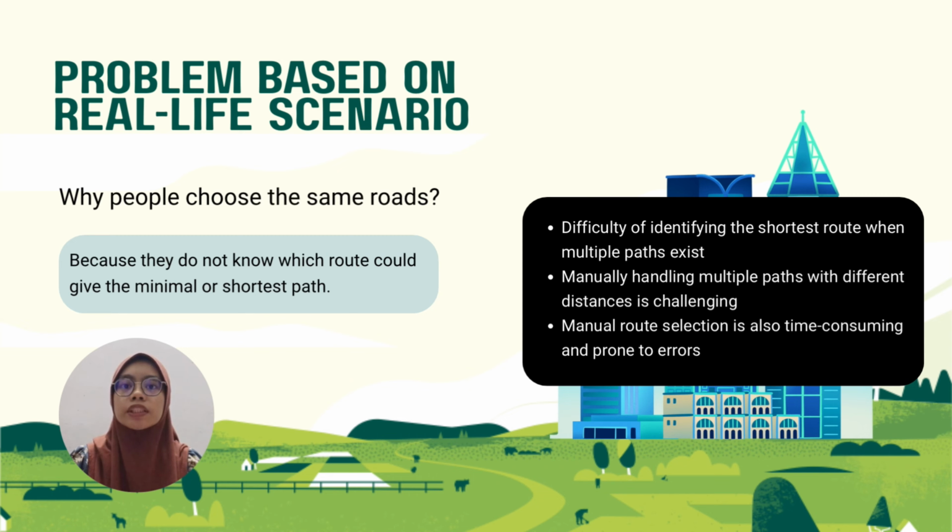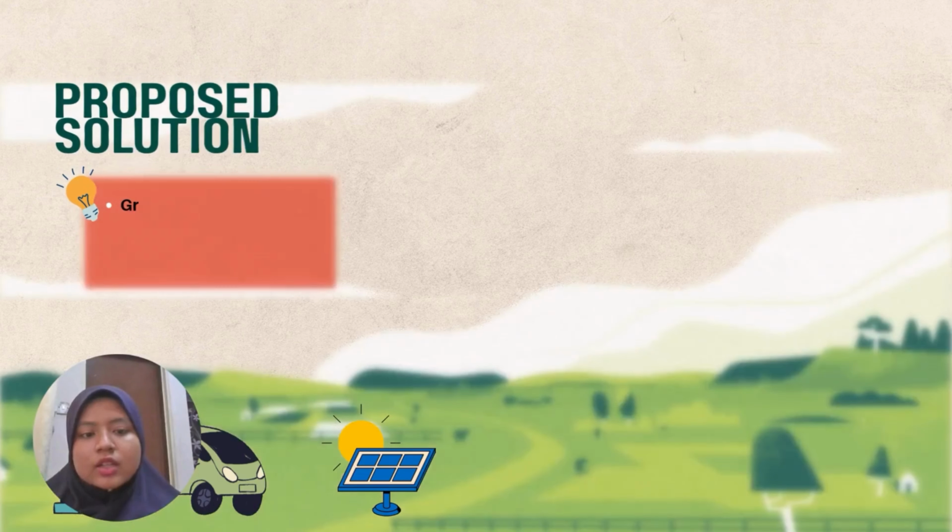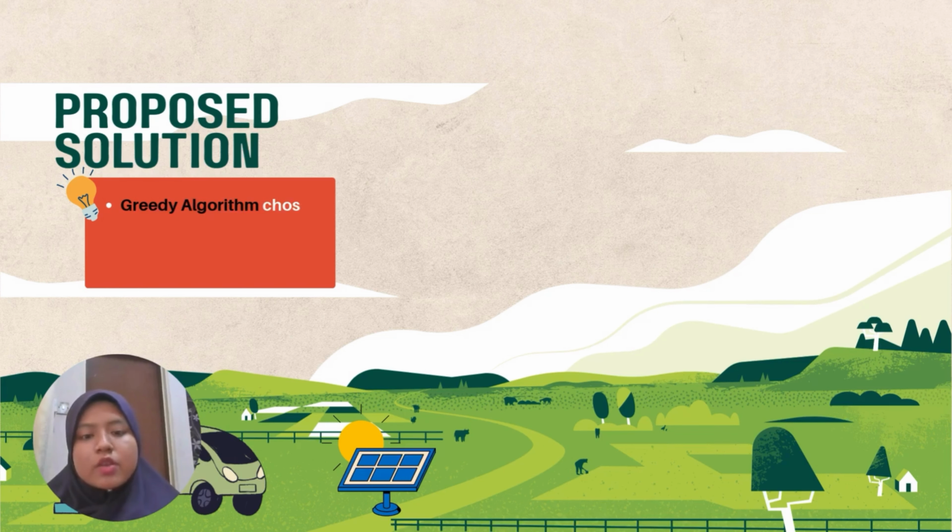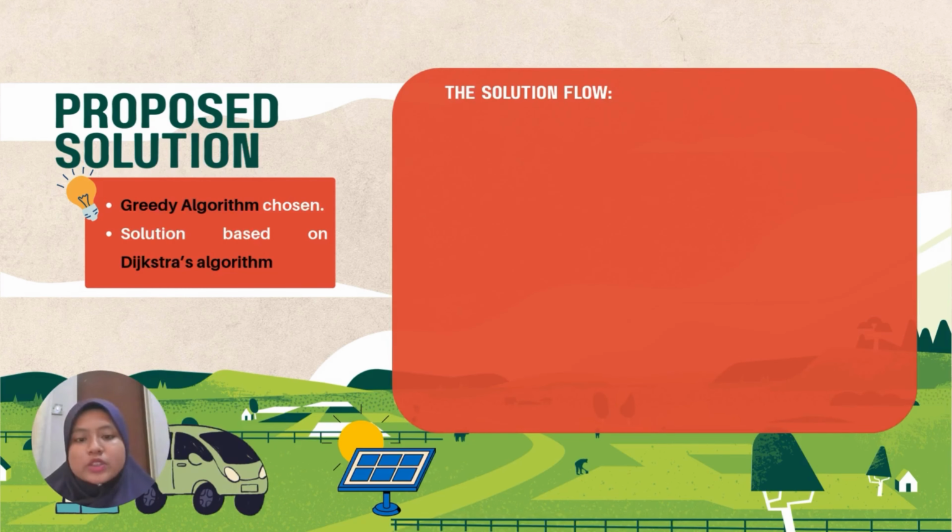This situation supports the statement by Muda in 2024, which highlights that traffic congestion has become a national issue in Malaysia, especially in major urban areas such as Kuala Lumpur and Johor Bahru. The proposed solution for this problem is using a greedy approach based on the Dijkstra algorithm, which selects the shortest path at each step. This is the flow of the proposed system.